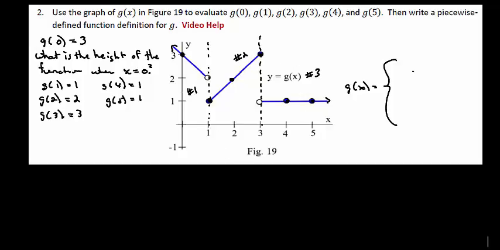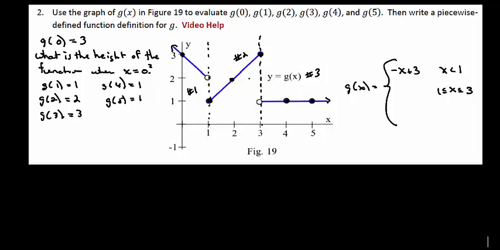In section 1, when our x values are strictly less than 1, the reason I'm using strictly is because of this open circle here that attaches to this line. So when x is strictly less than 1, we're going to take on this function. Well, this function has a negative for its slope and an intercept of 3, so that's going to be negative x plus 3.